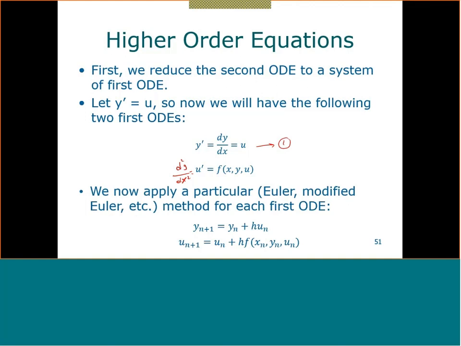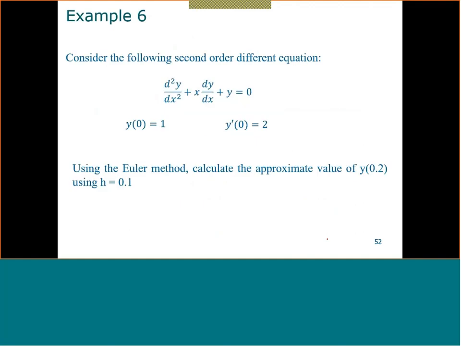And here is the solution. So this is the differential equation that we are solving. This is your f. So now y n plus 1 is equal to y n plus h u n. So I'm using the Euler method here. And then u n plus 1, which is this one, is u n plus h f. Now, your function is a function of x, y, and u. As simple as that.